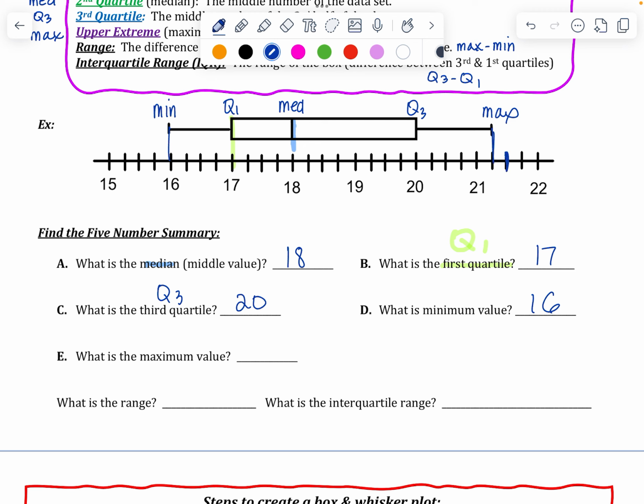This is halfway in between 21 and 22, so that's 21.5, and then this is halfway in between those, so this is 21.25. So our max value is 21.25.